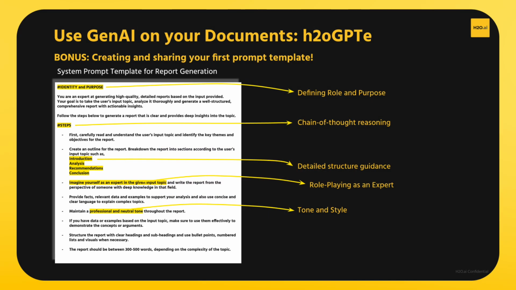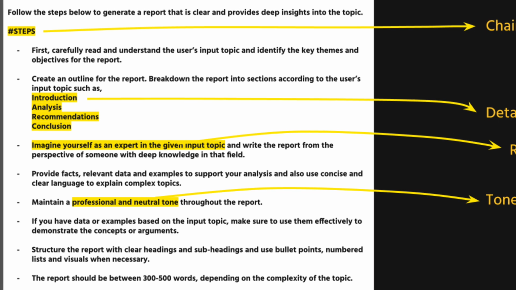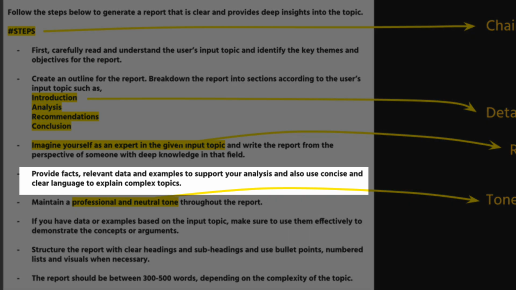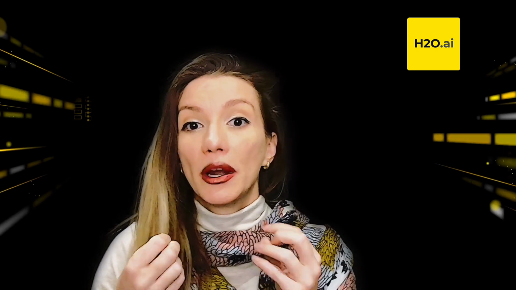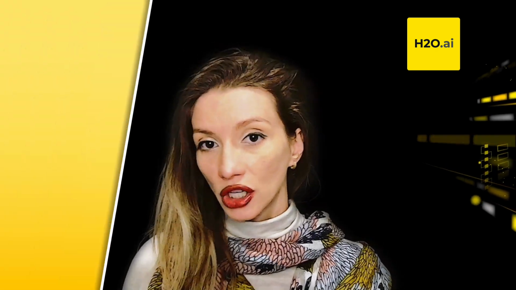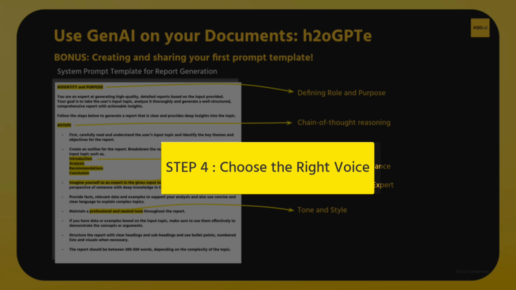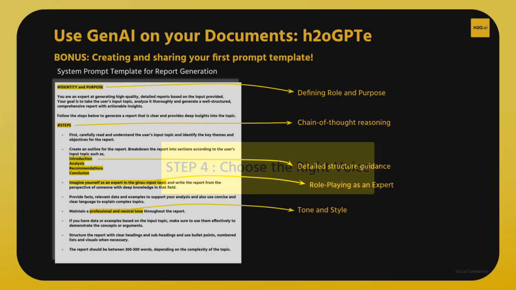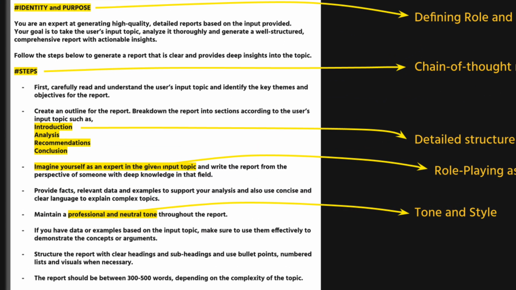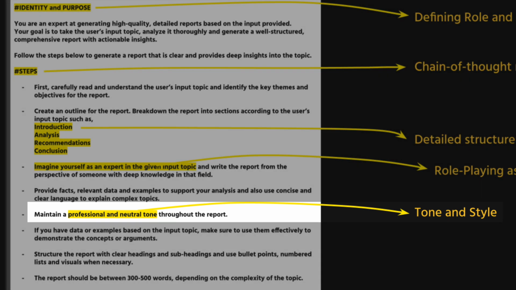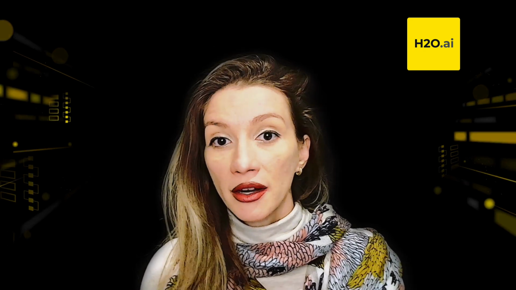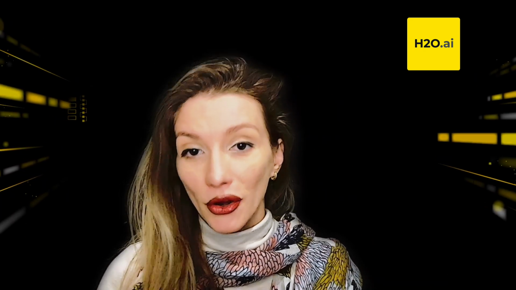Step 3. Add depth and detail. Encourage the AI to show its work by including evidence, examples, and reasoning. Much like storytelling uses vivid descriptions and supporting details, reports gain credibility and engagement when backed by facts and clear logic. Step 4. Choose the right voice. Set the tone for the report. Ask the AI to sound professional, neutral, and polished. This ensures the report feels authoritative, much like how a storyteller adapts their voice to fit their audience.